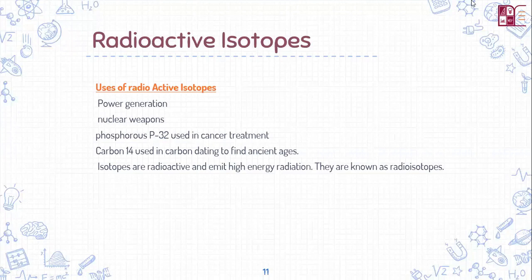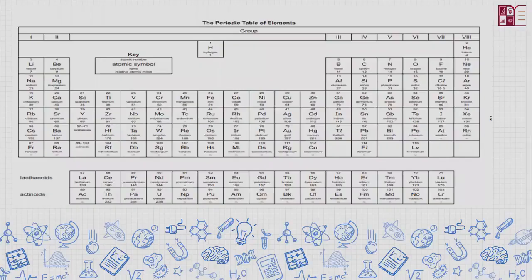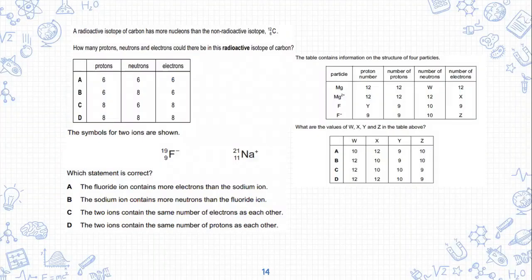Coming to the next slide now. I'm going to discuss a few practice examples with you guys as well. This is a periodic table. I'm going to share how we can use this in our examples. So the first question over here is that a radioactive isotope of carbon has more nucleons than the non-radioactive isotope 6, 12, 12, 6. And how many protons, neutrons, and electrons could there be in this radioactive isotope of carbon?